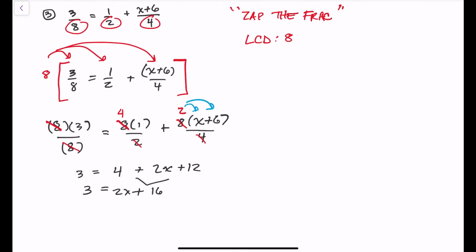And so when I simplify, I'm going to subtract the 16 to the other side, and I'm going to end up with a fraction here, and that's going to be okay. Don't get all worried if you get a fraction as your answer. So I get x equals negative 13/2.